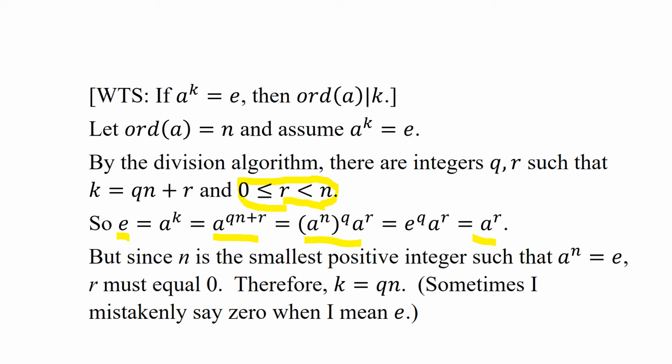n is the smallest positive integer such that a to the n is the identity, a to the r is the identity, therefore r is 0. Coming back to this expression here, k is qn plus r, with r equal to 0, gives us what we wanted, k is equal to q times n. So we've proved that if a to the k is the identity, then n, which is the order of a, is a divisor of k.